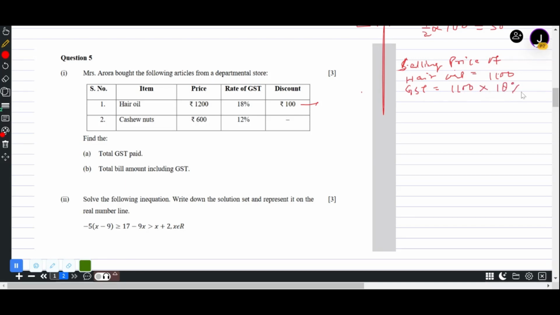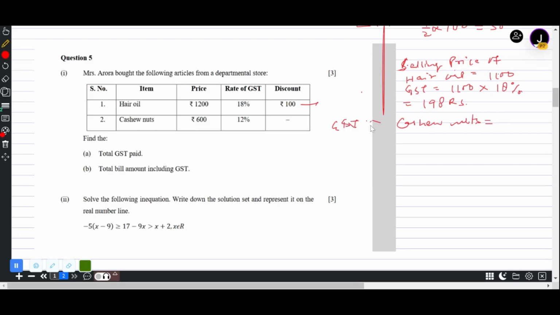Okay, so here the discount offered was 100 rupees. MRP was 1200 rupees, so money paid for hair oil was 1100 only. So GST will be charged on 1100 rupees, at the rate of 18%. So 18% of 1100 is 1100 times 18 by 100. Percent means divide by 100. So that is 198 rupees.